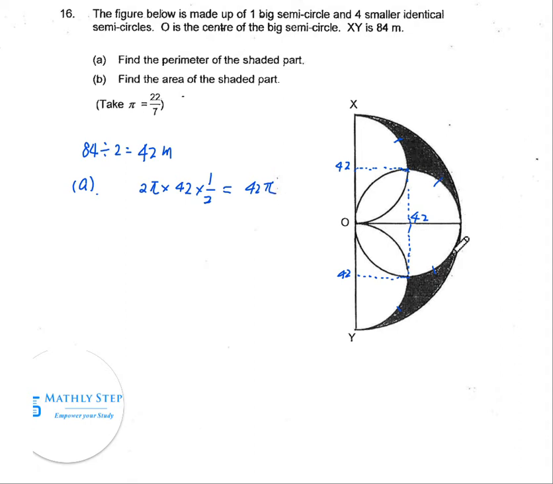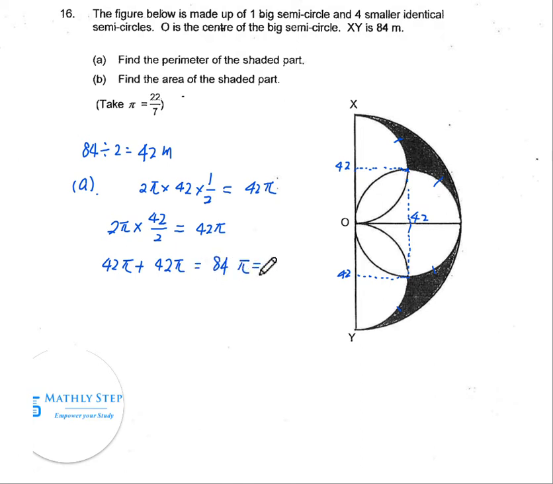The smaller one is one quarter, one quarter, one quarter, one quarter, so actually it's a whole circle. A whole circle is 2 pi r, and this radius r is half of 42. So this is equal to 42 pi as well. For the perimeter of the shaded area, we need to add these two together: 42 pi plus 42 pi equals 84 pi.